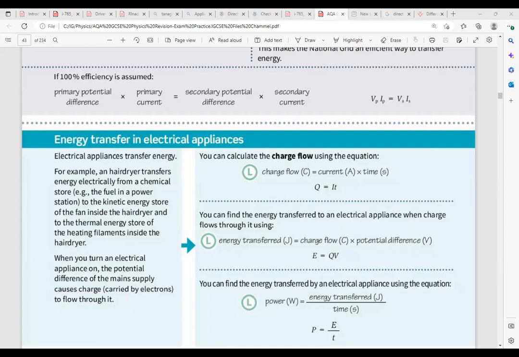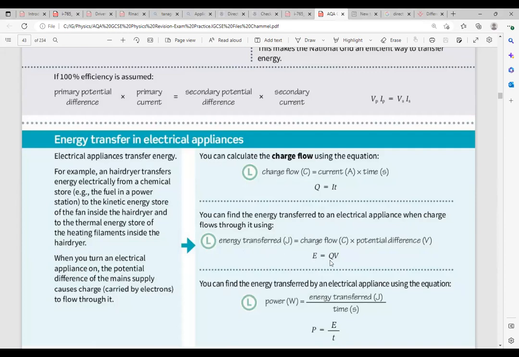Current equal what? Current equal Q over T. This is the definition of current. So if you need the charge, if you need Q, you can multiply I by T. Q equal IT. So the charge that flows through any appliance equals current multiplied by time. You can find the energy transferred to an electrical appliance when charge flows through it. So if you need the energy transferred in joules, not the power, don't confuse the power and the energy.